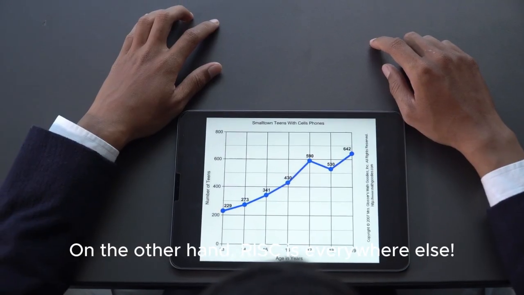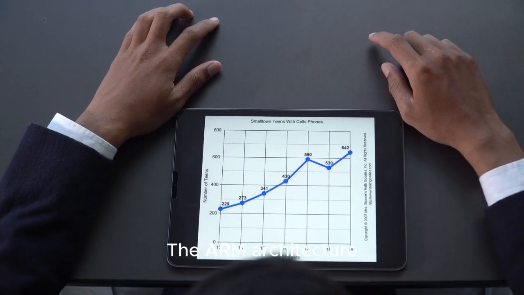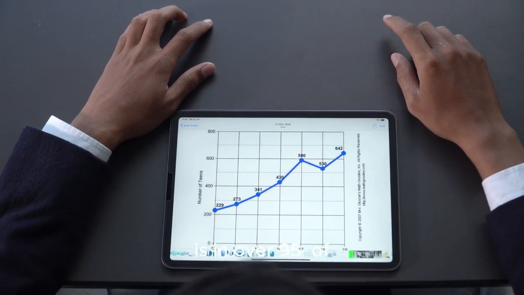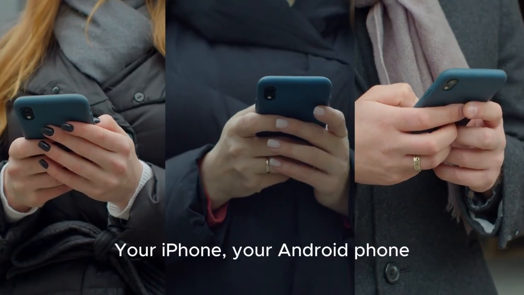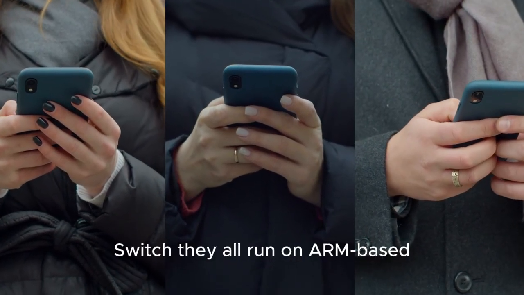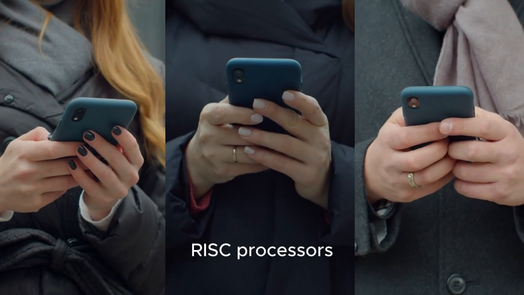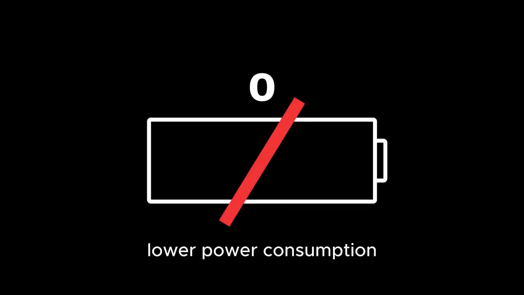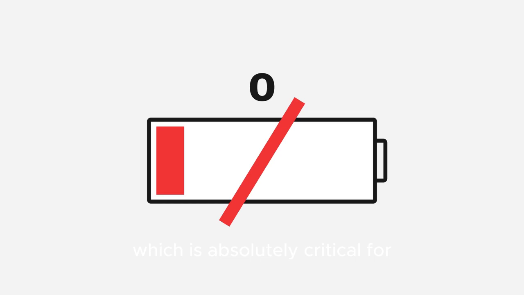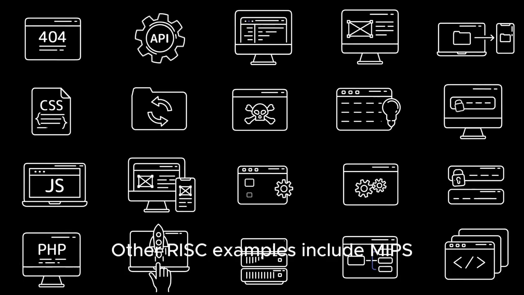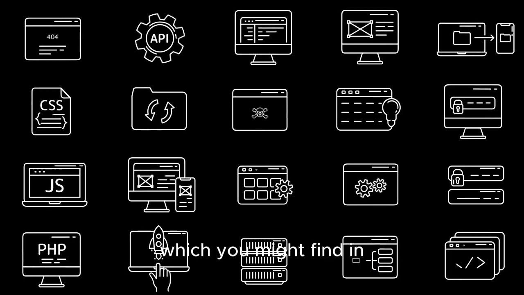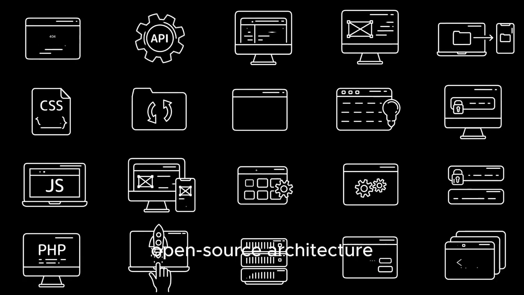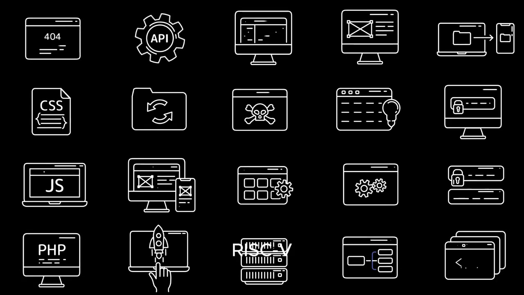On the other hand, RISC is everywhere else. The ARM architecture, a prime example of RISC, is in over 95% of smartphones and tablets. Your iPhone, your Android phone, your Nintendo Switch, they all run on ARM-based RISC processors. Why? Because RISC simplicity leads to lower power consumption, which is absolutely critical for battery-powered devices. Other RISC examples include MIPS, which you might find in routers and other networking equipment, and the new, open-source architecture that's getting a lot of attention, RISC-V.